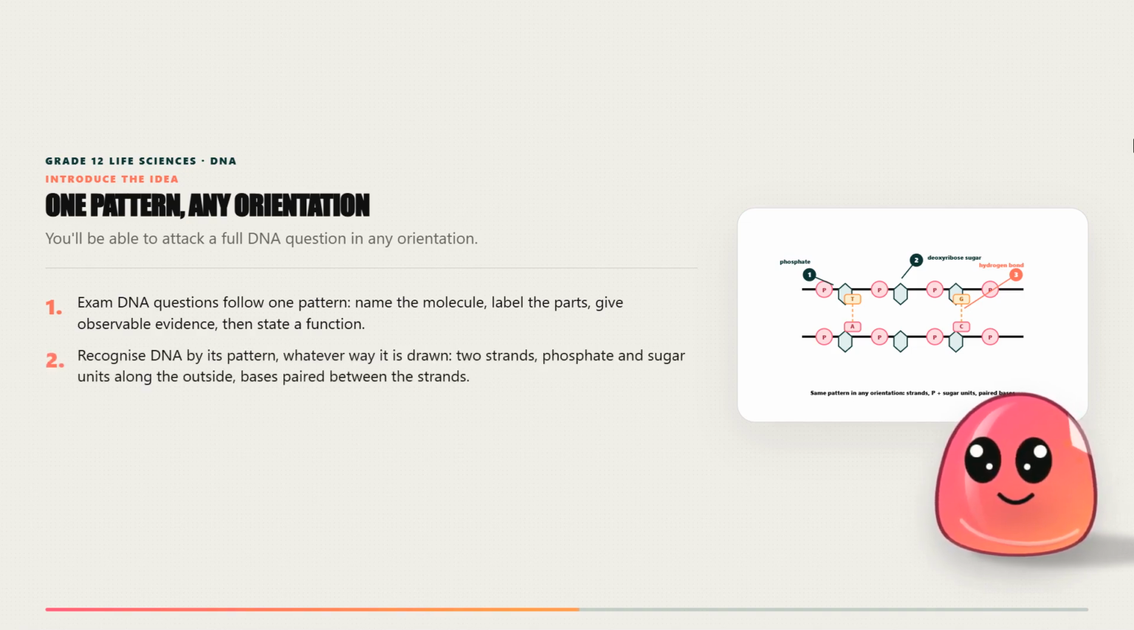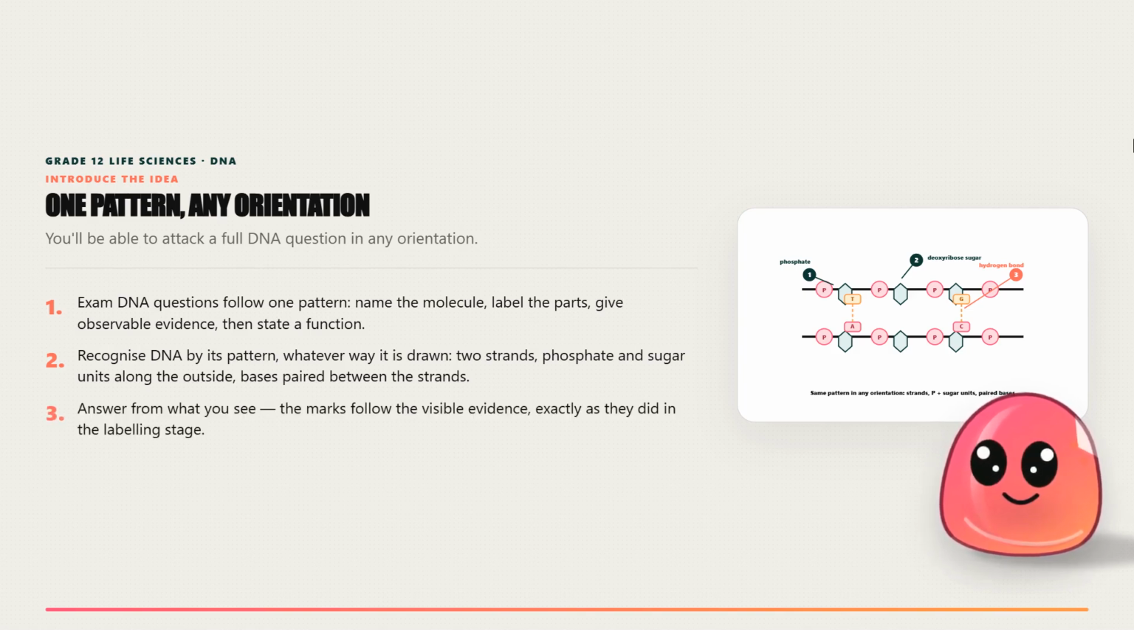2 strands. Phosphate and sugar units along the outside. Bases paired between the strands. Whether the diagram is vertical, horizontal, or rotated, the same parts appear. Answer from what you see. The marks follow the visible evidence, exactly as they did in the labeling stage.